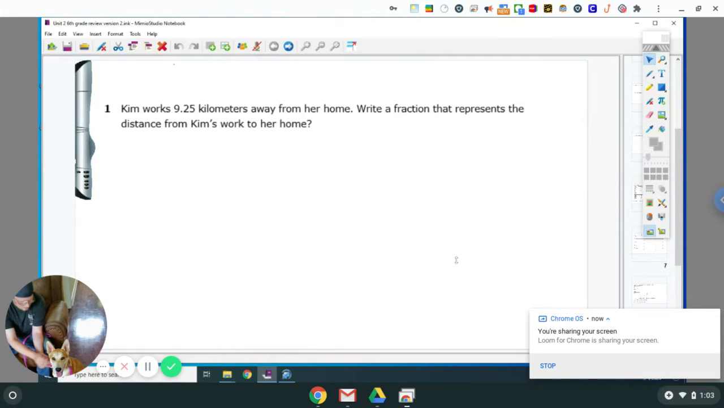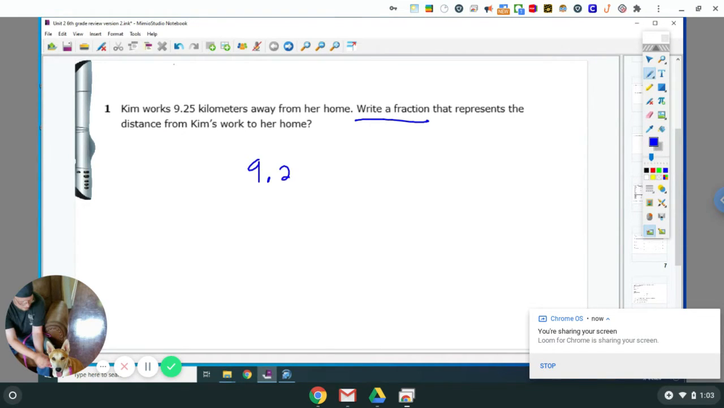Okay, so this is your Unit 2 review for Honors 6th grade math. It says Kim works 9.25 kilometers away from her home. Write a fraction that represents the distance from Kim's work to her home.